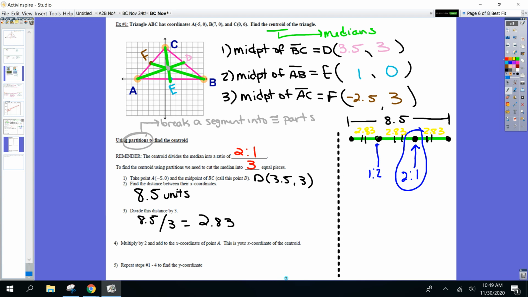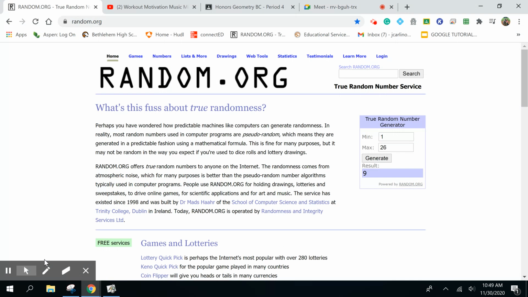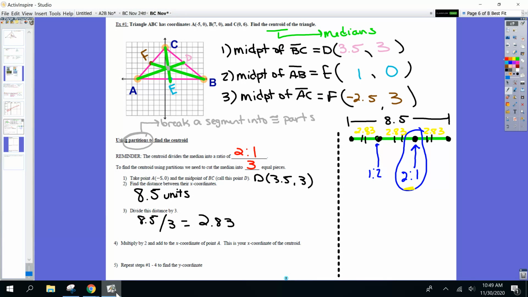All right? But remember the point we're trying to get to right here, that 2 to 1 point. So how many total units do I need to go over? It's not 2.83. Can you find how many total units I need to move on the x-axis to get to that 2 to 1 point? You know it's 2.83 every time. Can somebody find me how many total units you go to get to that 2 to 1 point? Here we go, Luke. How many total units do you have to move to get to that point?